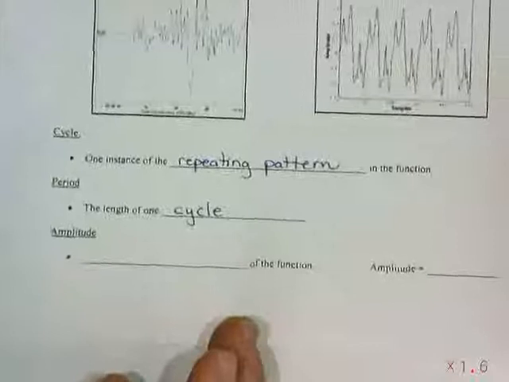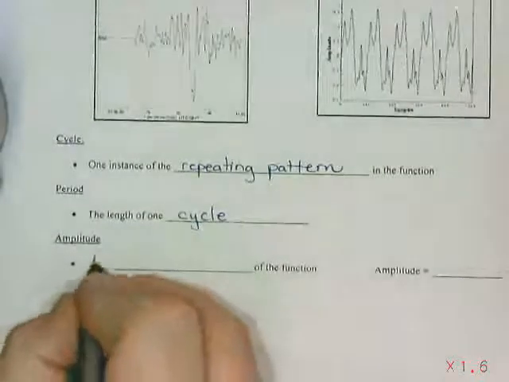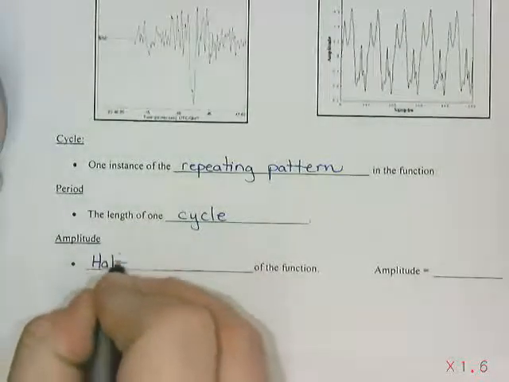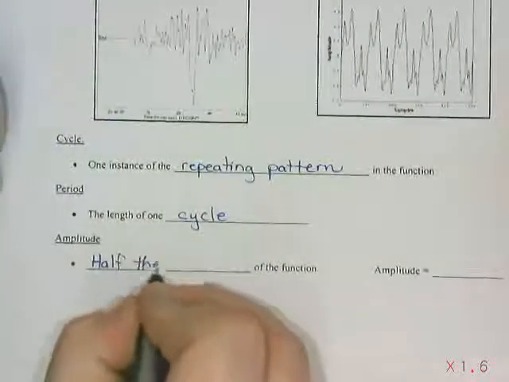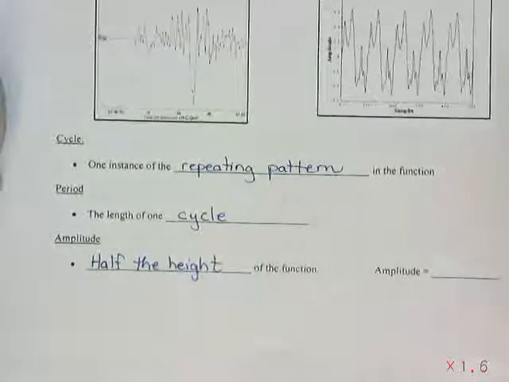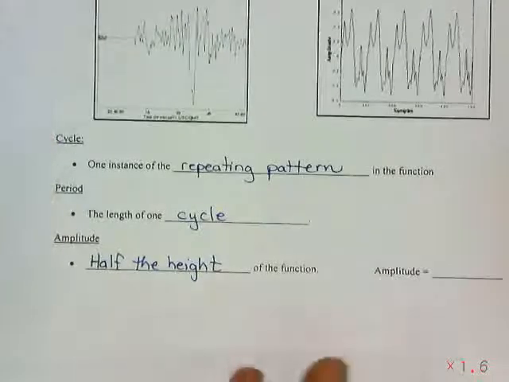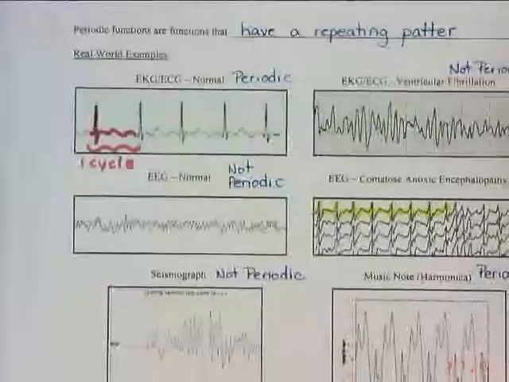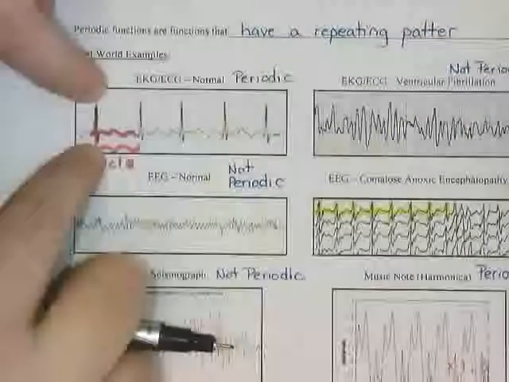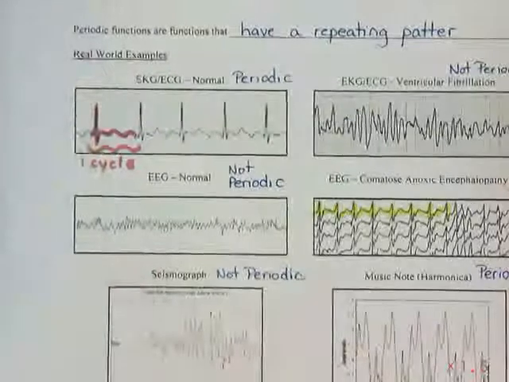Now amplitude has to do with how high the function is, except it's not the full height of the function, it's actually just half the height of the function, which is weird. Eventually it'll make a little more sense to us, but for now we're just going to deal with the fact that it's half the height. So if I was looking once again at that heart rhythm, we would measure our height, and then the amplitude would be half of that.